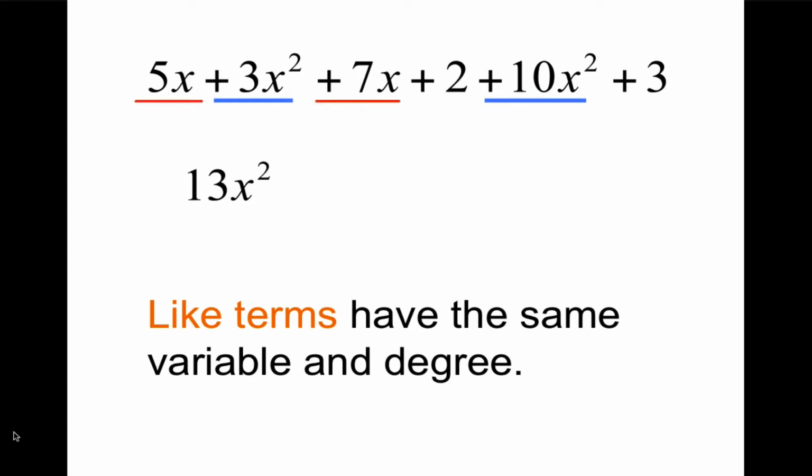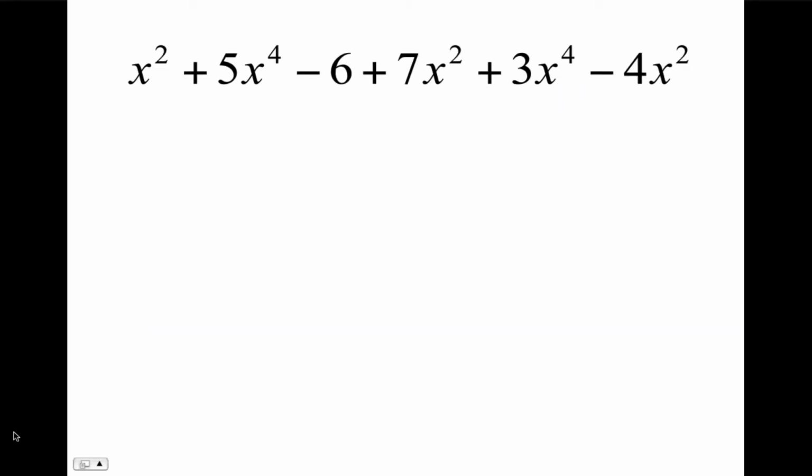Then our first degree terms, 5x and 7x, so that's plus 12x. And then our constants, which are 0 degree, we're going to add plus 2 and plus 3. So that's 5. So in simplest terms, this is it: 13x squared plus 12x plus 5. The rest of the notes today are just examples. Here's one. Why don't you try this on your own? Combine the terms that are like each other, and then check back and see if your answer was correct.